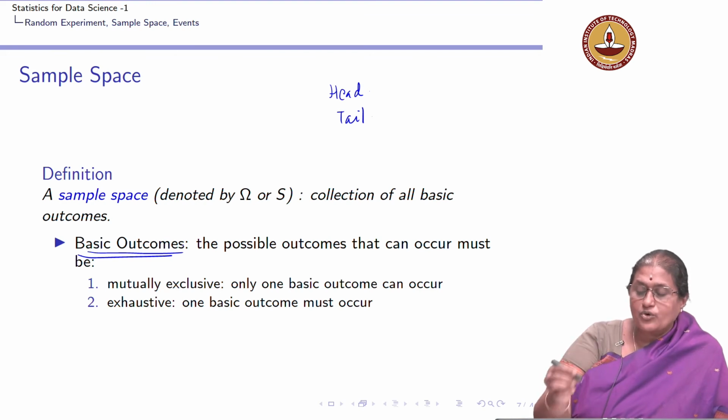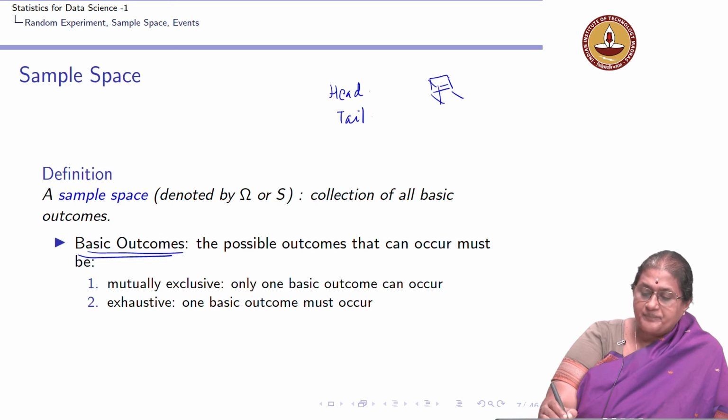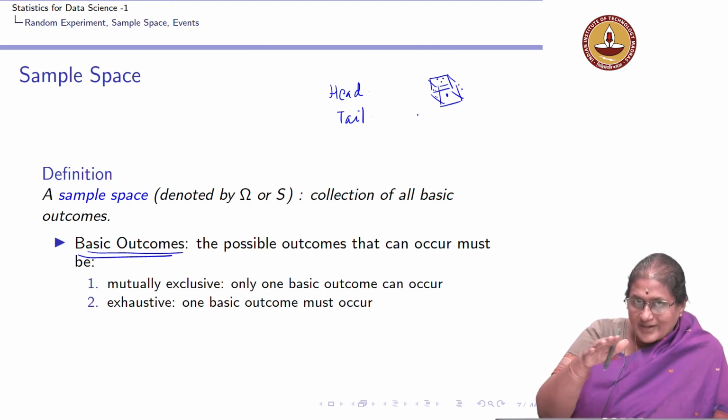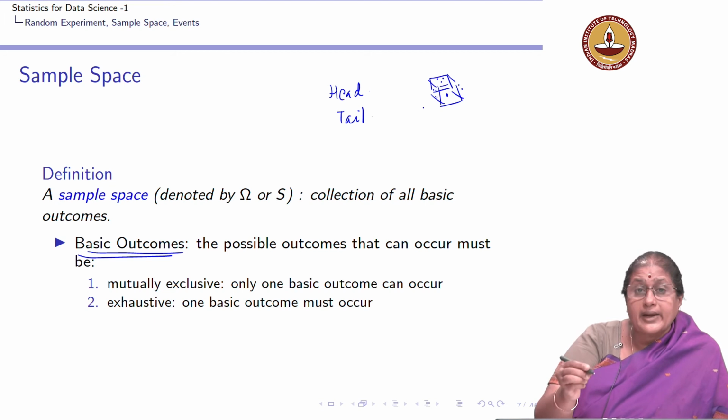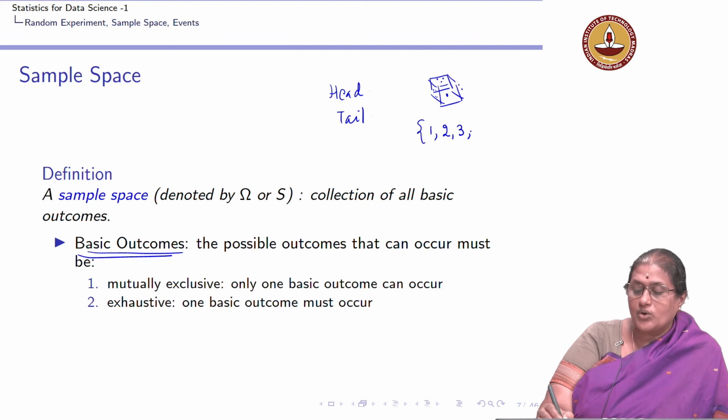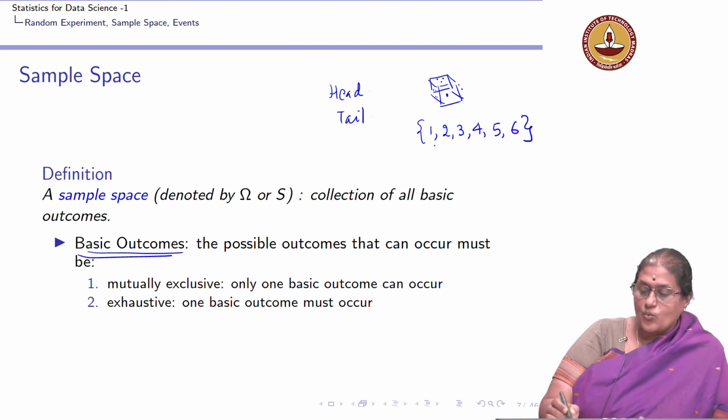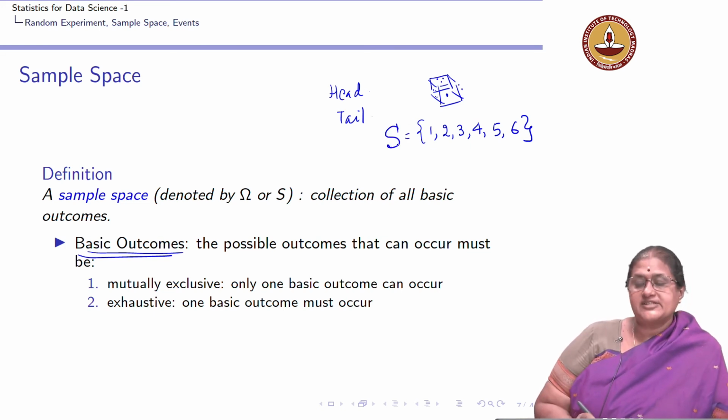So, this is what we refer to as a basic outcome. For example, if I roll a die, you all know what a die is. It has 1 dot here, it might have 3 dots here, it has 4 dots here, it might have 2 dots here, and this is a die. When I roll a die, whatever turns up on the top is what I record as my observation. It could be either a 1 or a 2 or a 3 or a 4 or a 5 or a 6. So, one of the basic outcomes will occur. I represent this by my sample space.